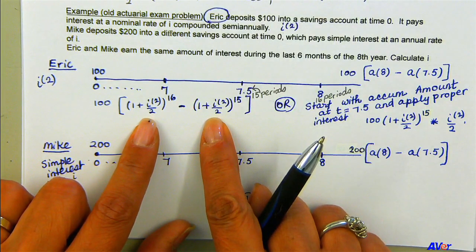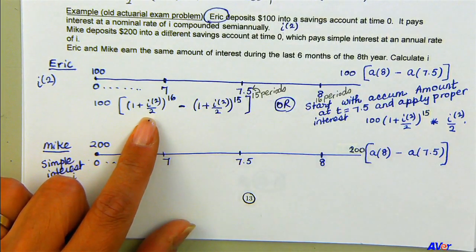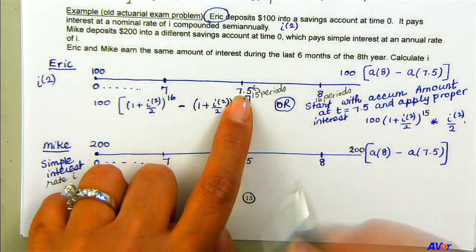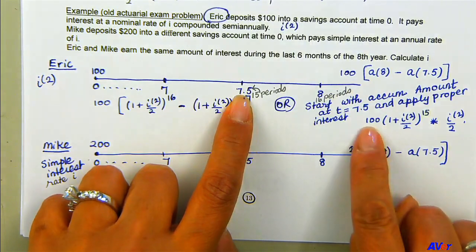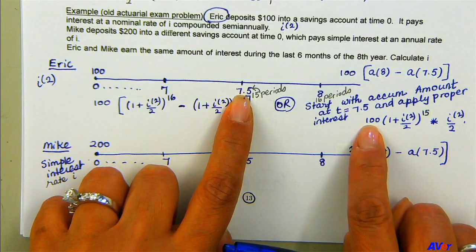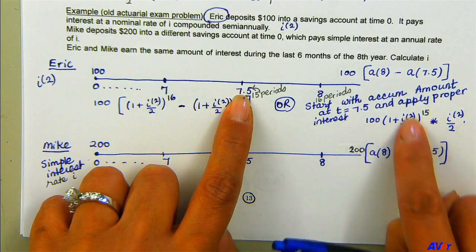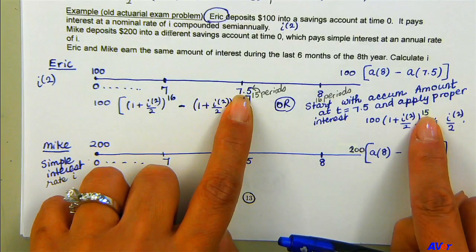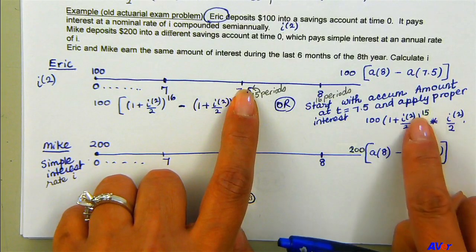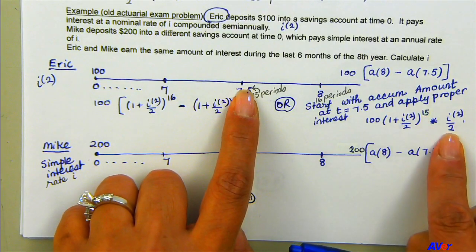So I'm saying that that's one way to do it. The other way to do it is to just take the accumulated value at 7.5 and apply the interest rate to it. So this is the accumulated value at 7.5. It's just 100 times 1 plus the 6-month rate raised to the 15th power. That's how much money I have at time 7.5. And then let's multiply that by the interest rate, which is I2 over 2. Is that totally clear or no?